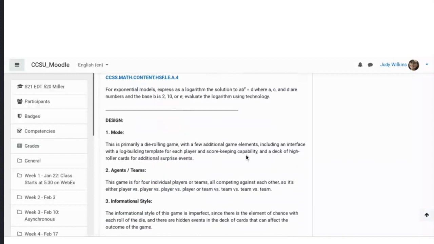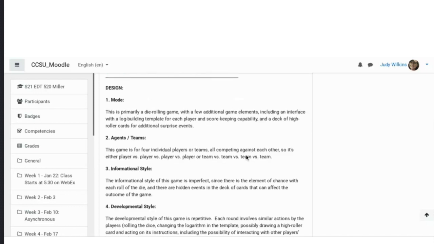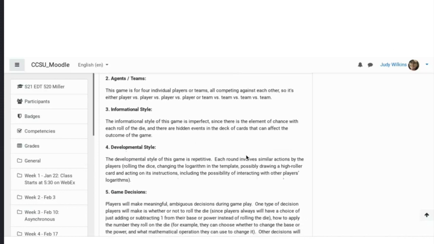Okay, so the game is all contained on Scratch, and we'll play it in a minute, but I'll just tell you the rules. It's a 4-player game or 4-team game, depending on if we want to have teams or players. Everyone's got a template with a log with a base you can change and a power, like in log base 2 of 8, 2 is the base, 8 is the power. You can affect the base and the power, and your goal is to get log values that are whole numbers.